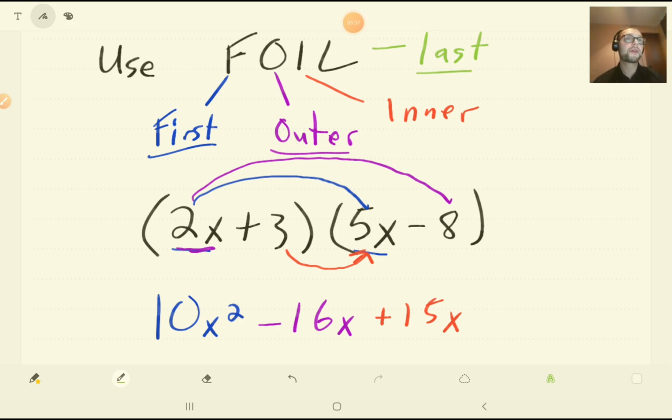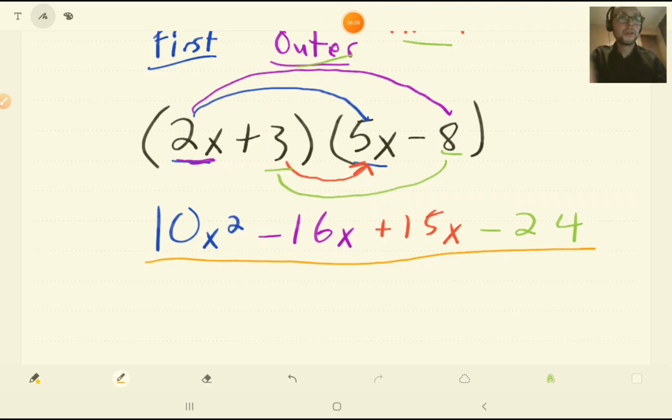The last part of the acronym, so we've done first, outer, inner, right? The one in red over here, the ones that are on the innermost side of each bracket, so they're right beside each other, the 3 times 5. The last are going to be the last numbers in each bracket. The last number in the first bracket is the 3, and the last number in the second bracket is the negative 8. So 3 times negative 8 is going to be negative 24. There is no x, so we're not going to put an x.